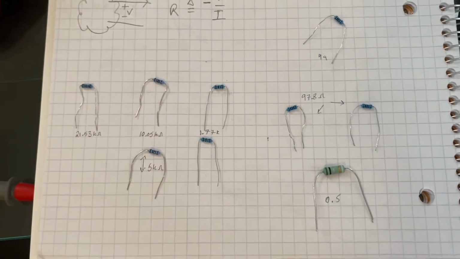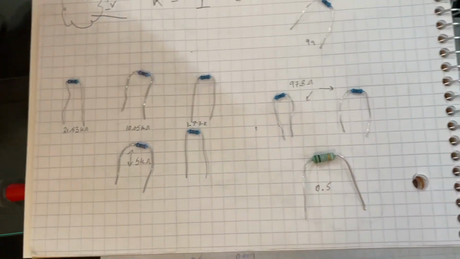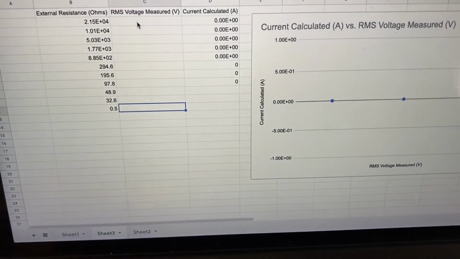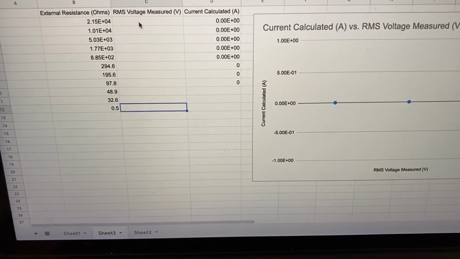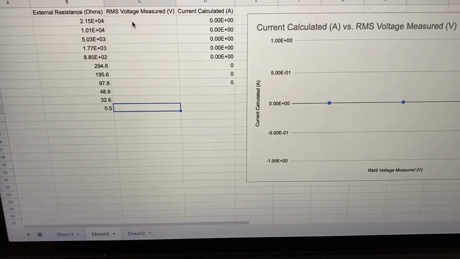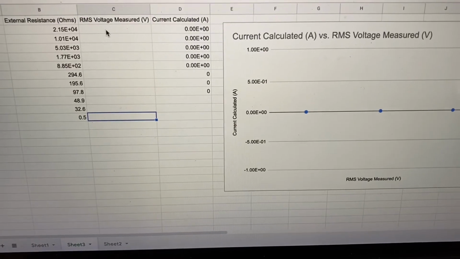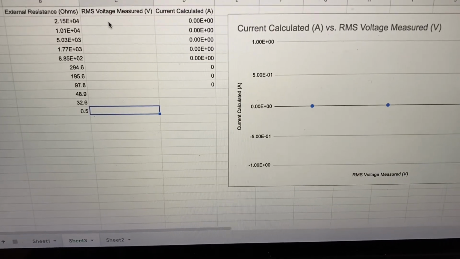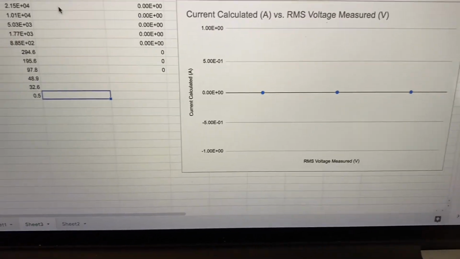So what I have here is just a random assortment of resistors, 20K, 10K. I measured these beforehand and whatnot. And all I'm going to do is plot them in here. I already jotted down the resistance values I'm going to test. And I'll jot down the voltage measured, and I'll calculate the current as just the voltage over the resistance that I know. And we'll see what pops up on this graph here.